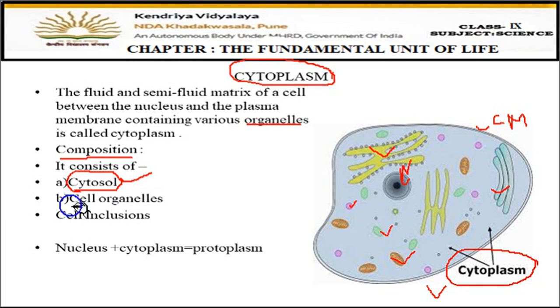Then in the cytoplasm you can see the cell organelles. I have named many of them now. So cell organelles are present, and then cell inclusions are also present. One by one we'll see what they are. These three we have to study: cytosol, cell organelles, and cell inclusions, right? And you have to remember that nucleus plus cytoplasm is called protoplasm.